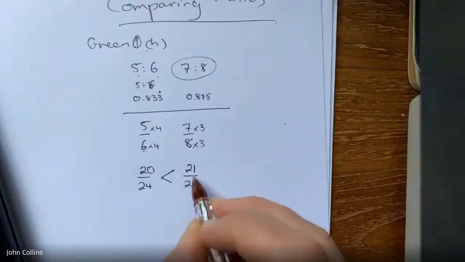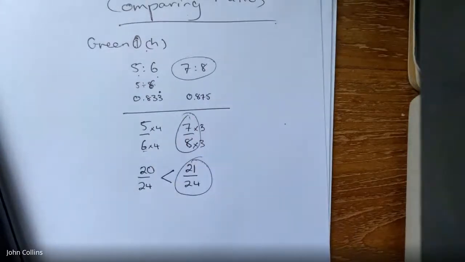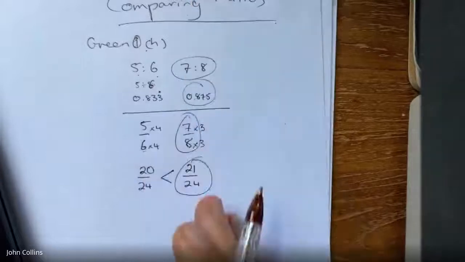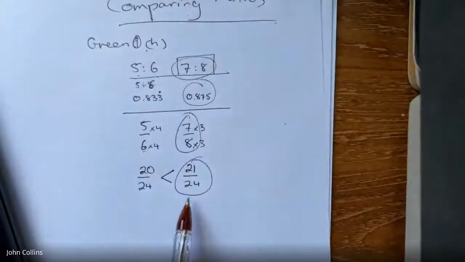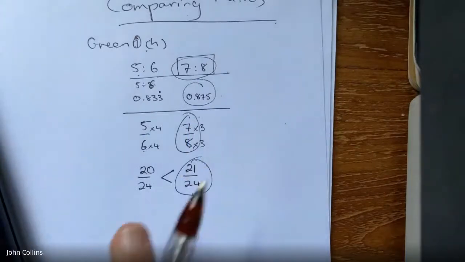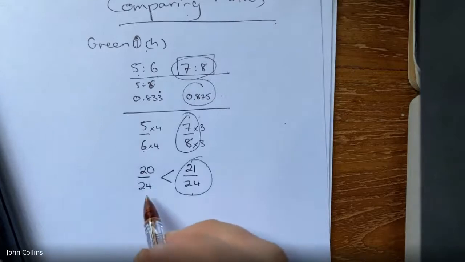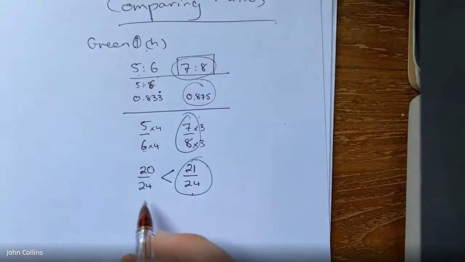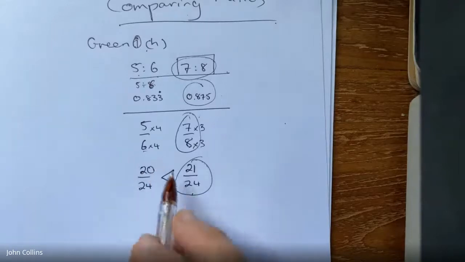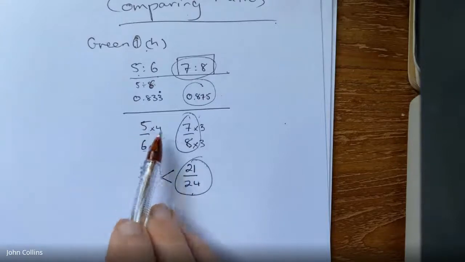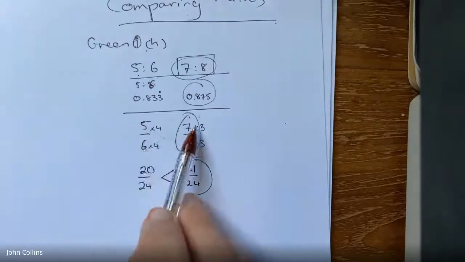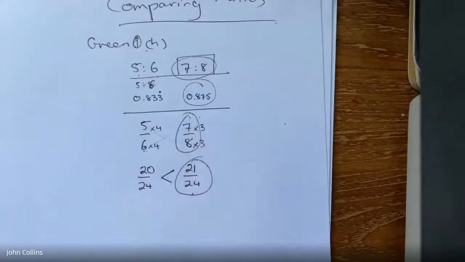21 over 24 is definitely bigger, and that's the same thing. The 7/8 is definitely bigger. And this whole right-hand side is definitely bigger, which means the initial ratio, I could have used either the fractions method or the decimal method, and 7/8 is the bigger one. So good work if you got that one correct. You could also have used the cross multiplication method, which just compares numerators. So you do 5 times 8 is 40 and 6 times 7 is 42. So this time this side is bigger.